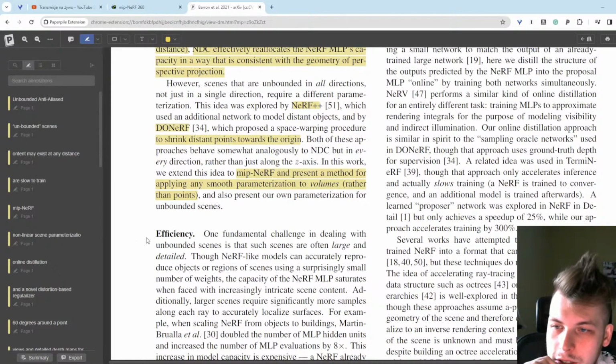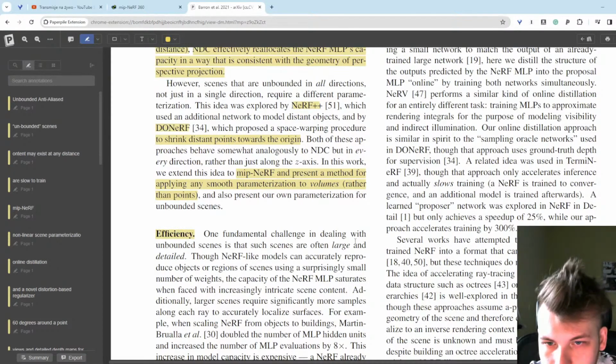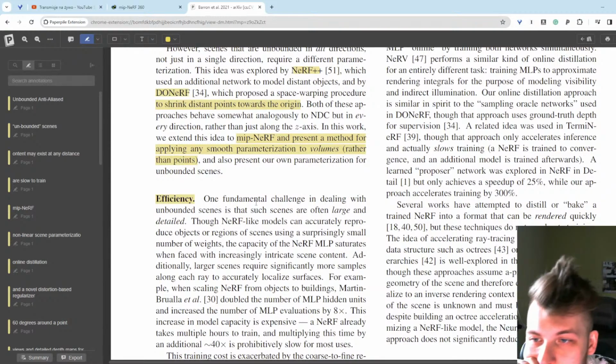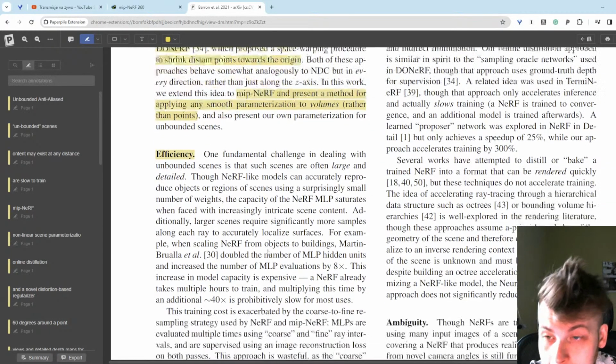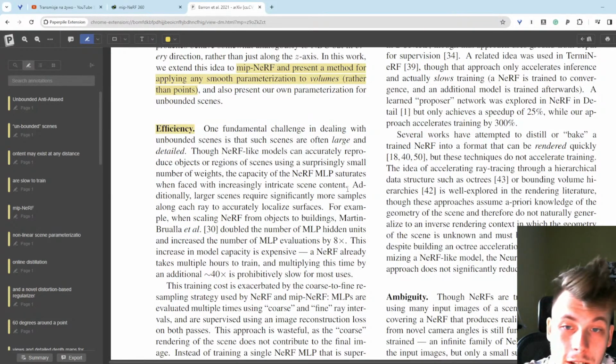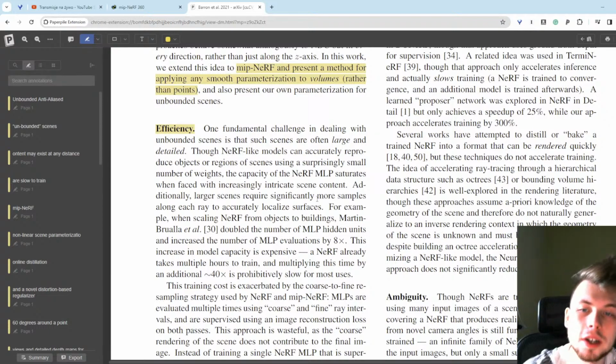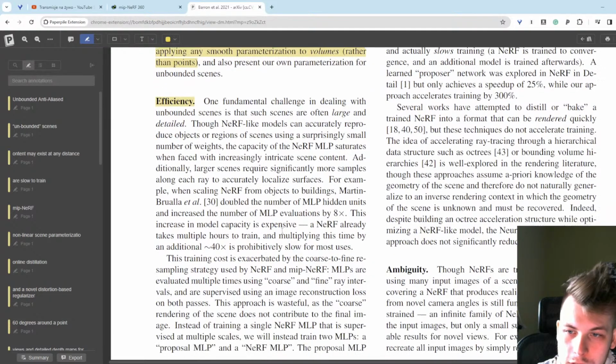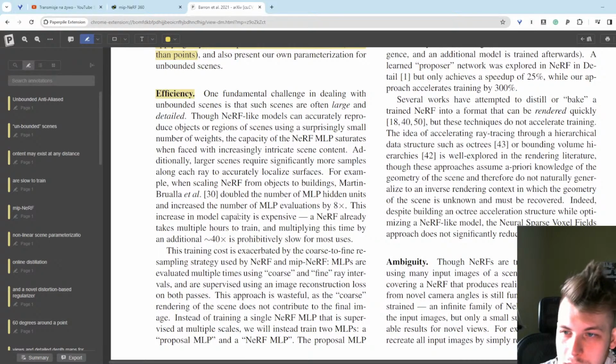Okay, let's look at efficiency now. One of the fundamental challenges is that such scenes are often large and detailed. NeRF can reproduce objects and regions of scene using a surprisingly small number of weights. But the NeRF MLP saturates when faced with increasingly intricate content. Additionally, larger scenes require significantly more samples along each ray to accurately localize surfaces. For example, when scaling NeRF from objects to buildings, someone doubled the number of MLP hidden units and increased the number of MLP evaluations by 8x.